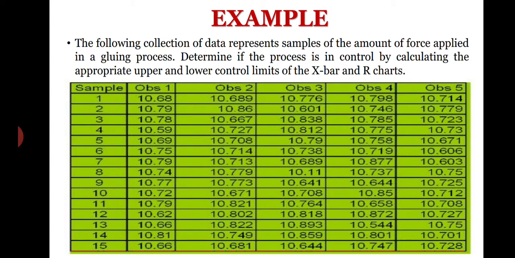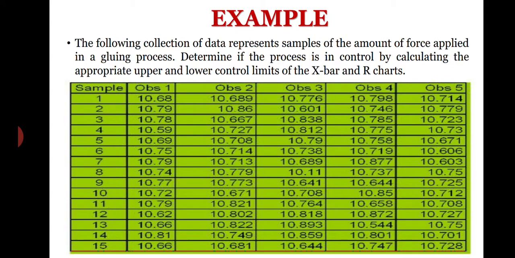Okay, so we can go to the problem. Here a data is given to you. The following collection of data represents samples of the amount of force applied to a gluing process. Determine if the process is in control by calculating the appropriate upper and lower control limits of X bar and R chart. You can give a try to draw the X bar and R chart. So definitely you can have a notepad with you.